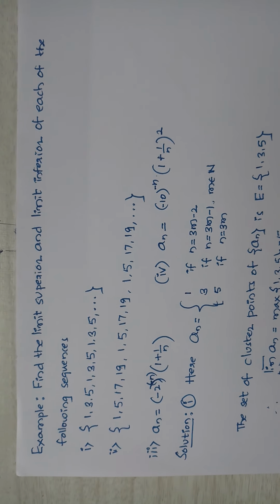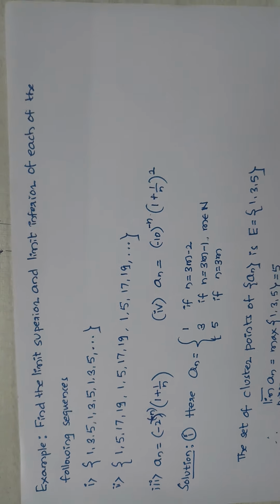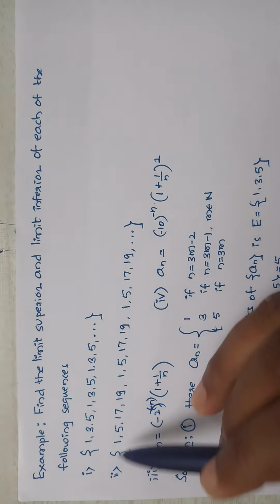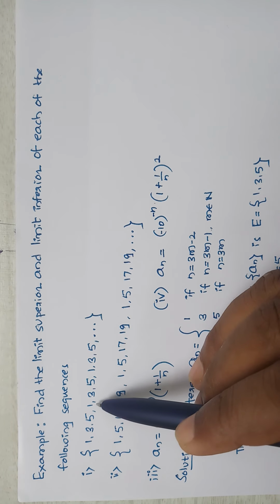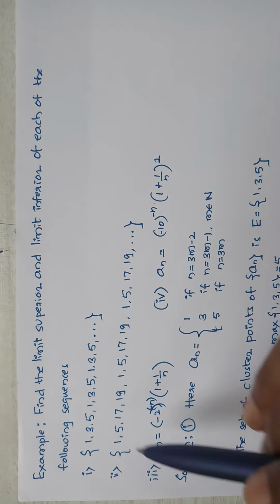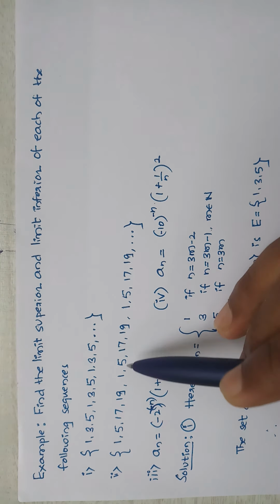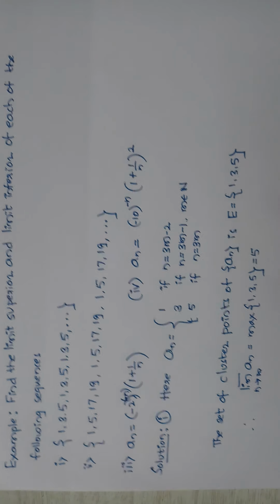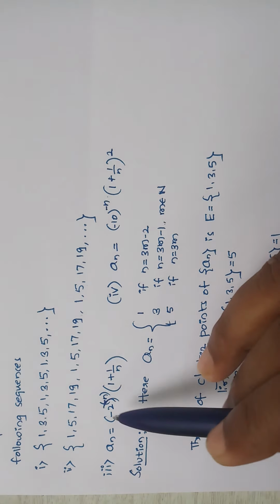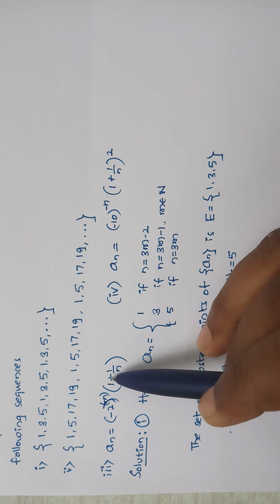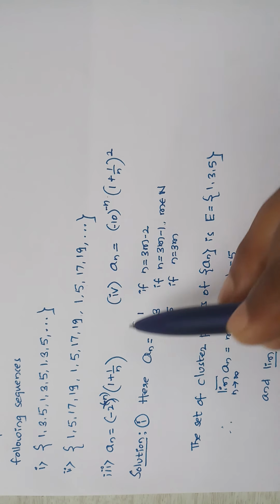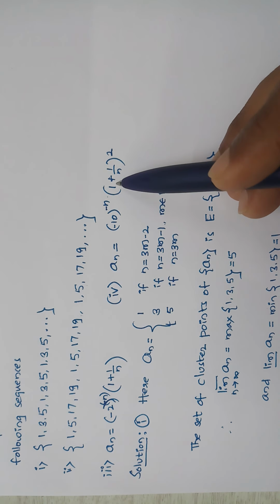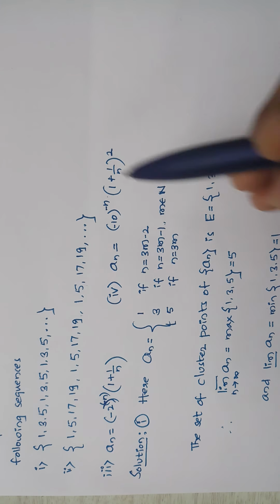Okay. Next, find the limit superior and limit inferior of each of the following. The first example is 1, 3, 5, 1, 3, 5, 1, 3, 5, and so on. Another example is a_n is equal to (-2)^(-n) into (1 + 1/n). And the fourth example is a_n is equal to (-10)^(-n) into (1 + 1/n^2).